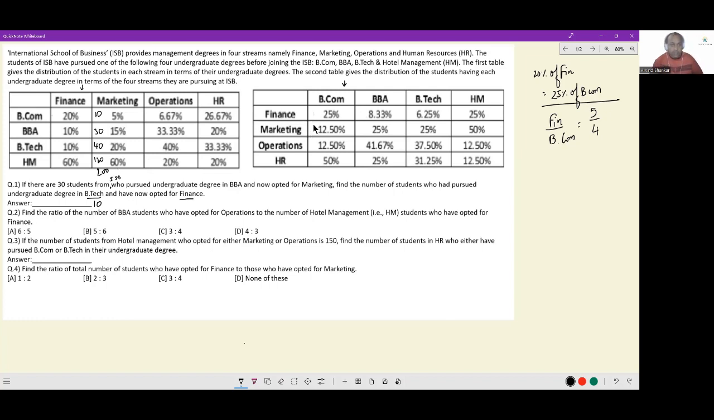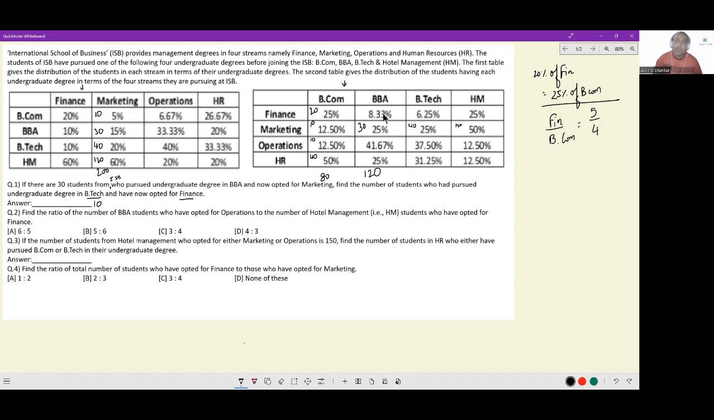Now see, the marketing and BCom combo is 10. The BBA marketing combo is 30. The BTech marketing combo is 40. And the HM marketing combo is 120. I can get to totals. 12.5% is 10, so BCom has a total of 80 people. 10 here, 40 here, and 20 here. BBA 25% is 30. So total should be 120.